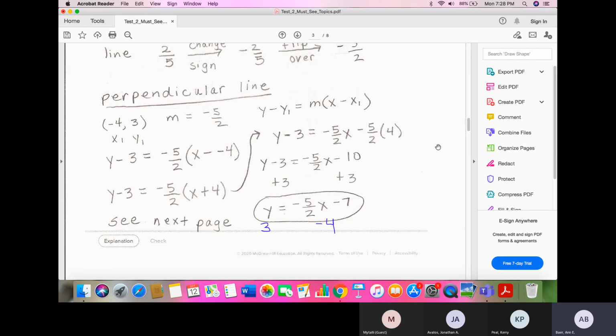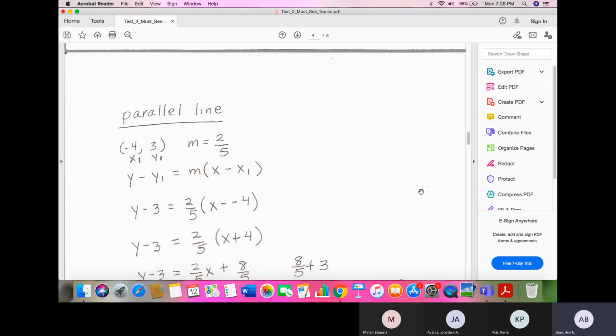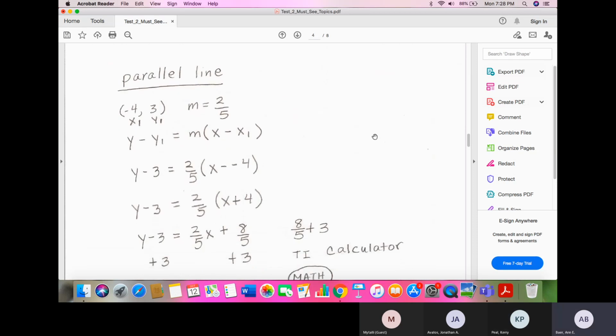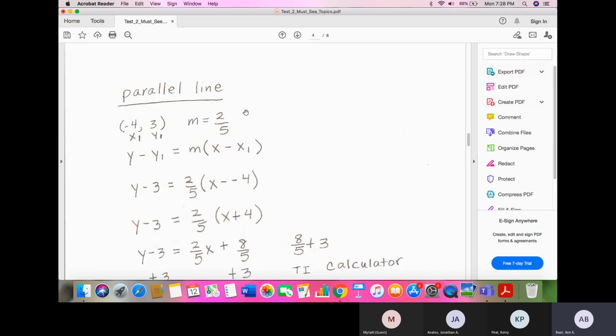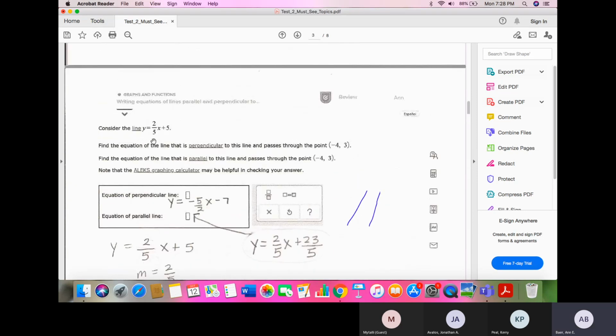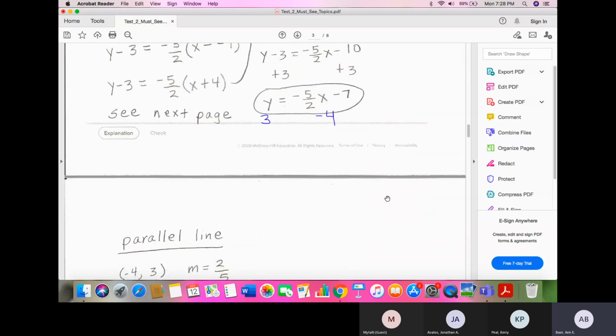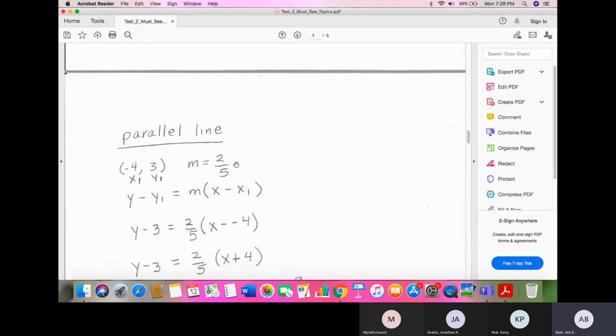So let's look at the second part of this problem, which is to find the parallel line. So we're still wanting a line that goes through the same point, negative 4, 3, and the slope of a parallel line is 2/5. The slope of our given line, slope is that coefficient, the number multiplier in front of x, which is 2/5. Parallel lines have the same steepness. Since slope is a measure of steepness, they therefore have the same slope. So it's easy to find the slope of a parallel line. In this case, it's 2/5.